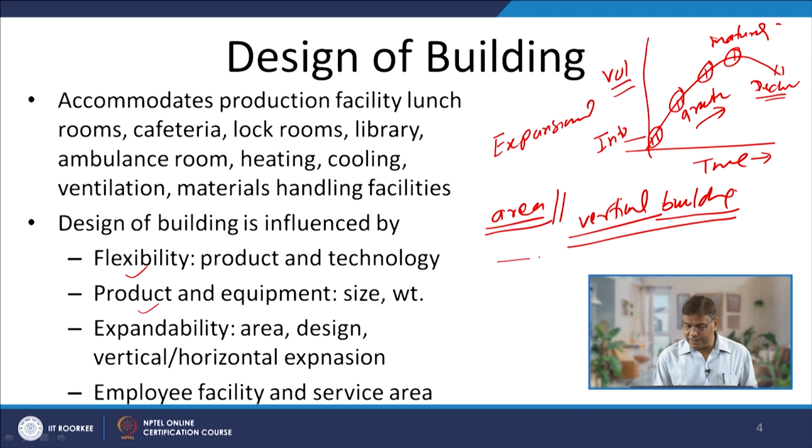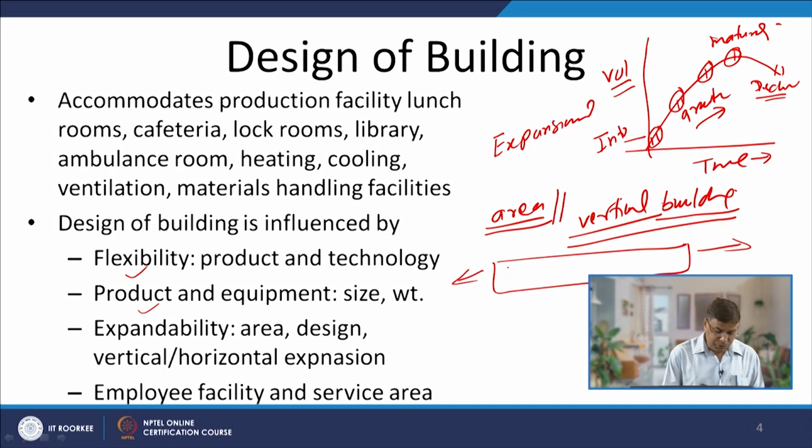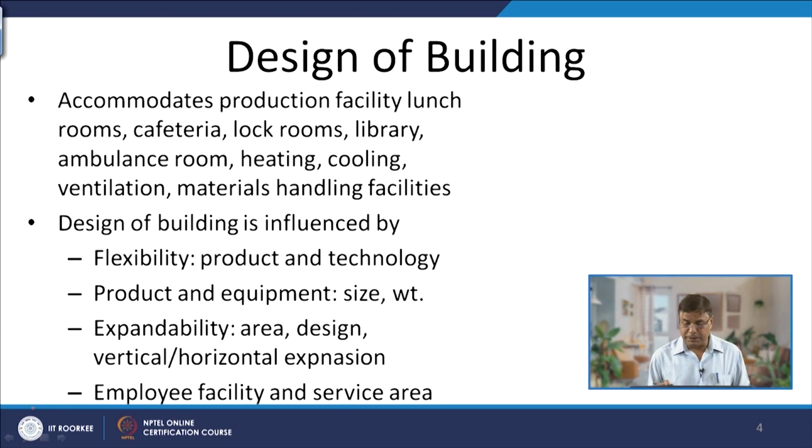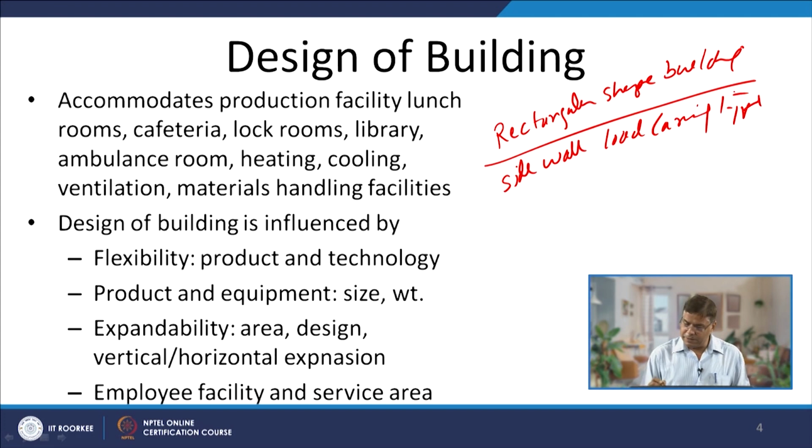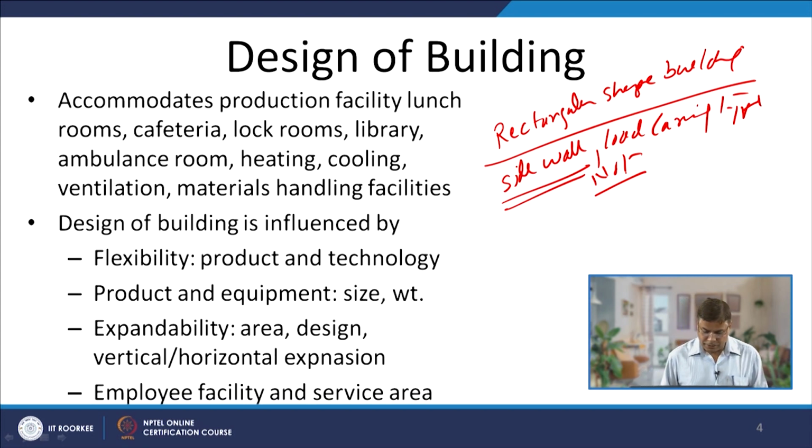Likewise, horizontal expansion is considered to be easier. If the building is rectangular in section, then it can be extended easily sidewise to increase the area to be used for expansion. So, normally rectangular shape buildings are preferred for future expansion. And one more thing, the side walls should not be the load carrying type, because if they are, they cannot be shifted. If side walls are not load carrying, then they can be easily shifted sidewise for satisfying the expansion requirement.